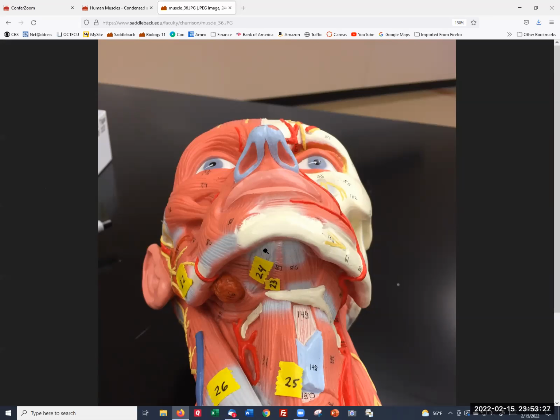24 is covered partially on this side, but it's quite obvious over here. There are two of them. 24 is the digastricus muscles. The digastricus muscles open the mouth. They open the jaw. They lower the mandible. There's lots of ways that you can say some of these things.